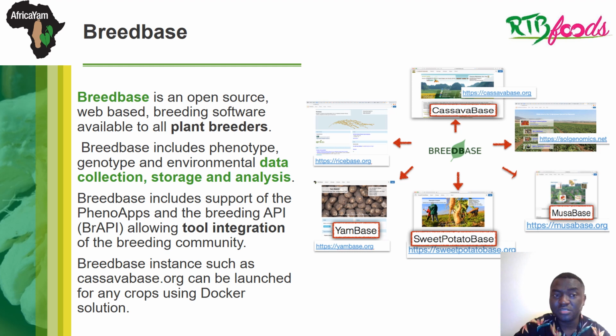Breedbase is an open source, web-based software available to help plant breeders. It includes phenotypic, genotypic, and environmental dataset. It has analysis support for single and multi-location trial. It also includes support for PhenoApp, which are a suite of data collection application running on mobile. It also includes support for BRAPI, which is a breeding API that allows integration of tools across databases.